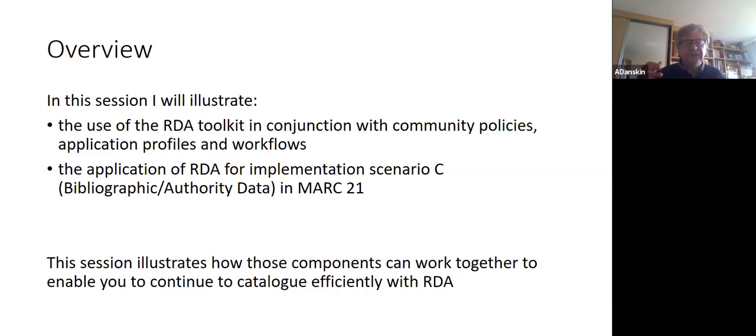This is really an application of RDA for implementation scenario C, which would be a bibliographic and authority data record structure within an ILS, library management system. And I'm going to be using MARC 21 as my schema because that's what is most widely used in the UK. And hopefully this session will illustrate how these things can work together to enable you to catalogue efficiently.